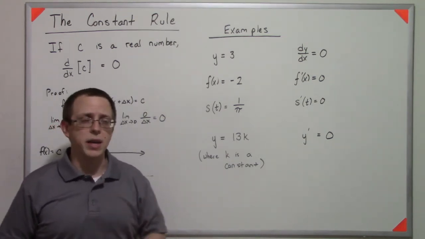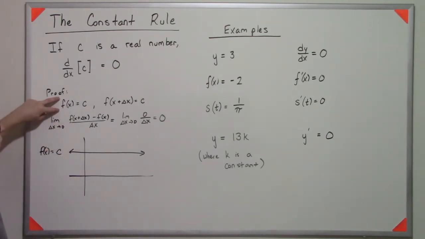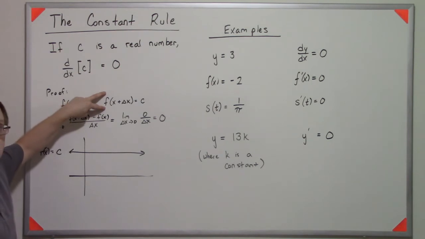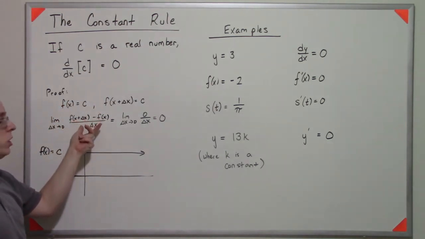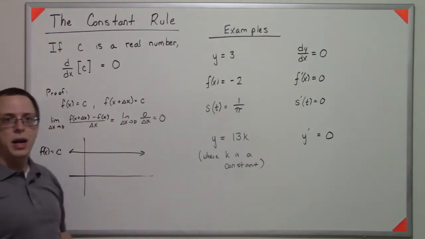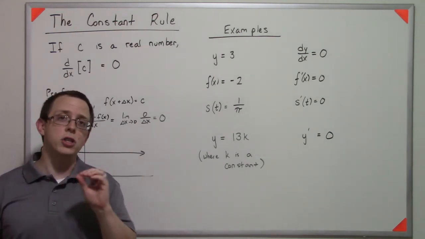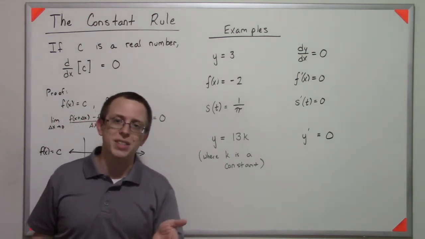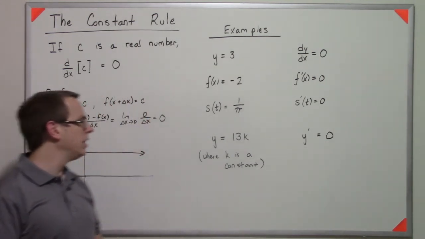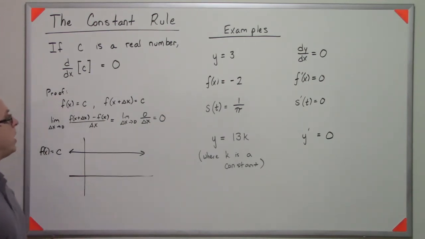And this is backed up by the limit definition of the derivative. If the function's constant, f of x and f of x plus delta x are both c, so the numerator in the difference quotient is 0. And as said in a previous video, if it's 0 in the numerator all the time, not just in the limit, then the result is 0. Unless it's 0 all the time in the denominator, then you have a whole different issue.